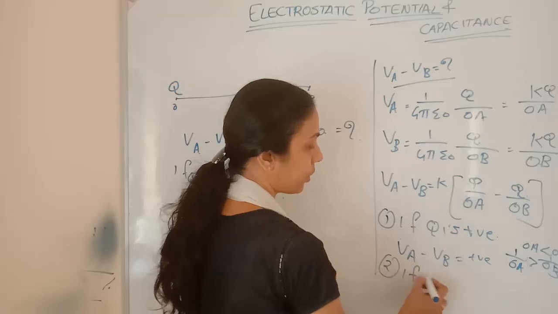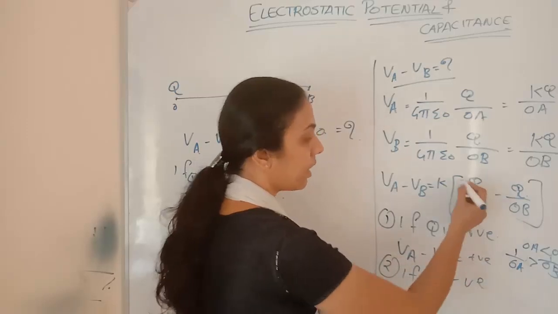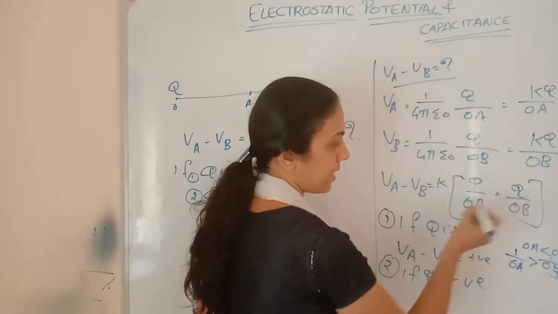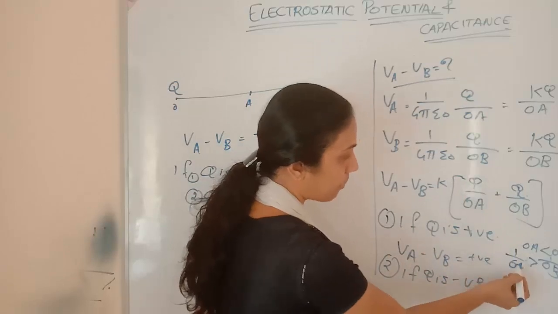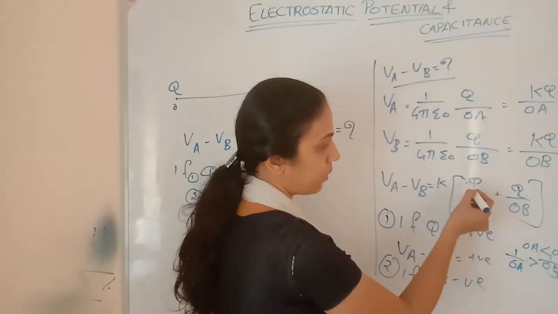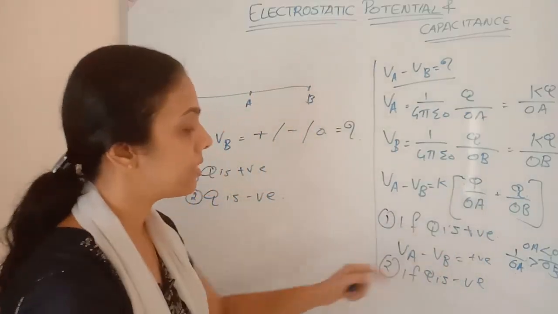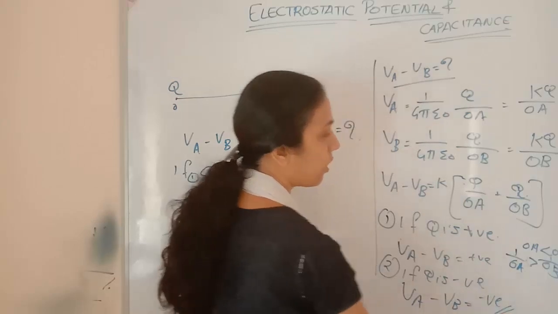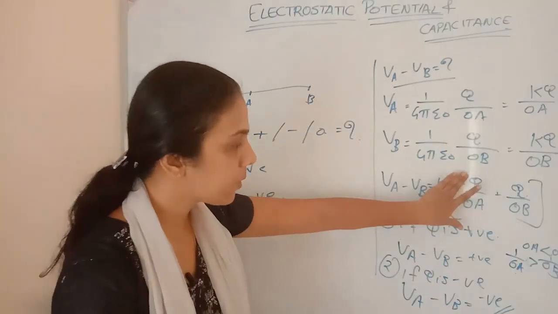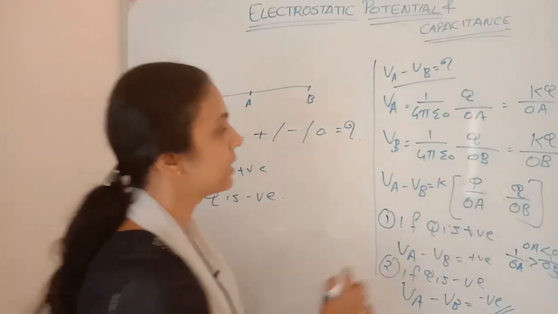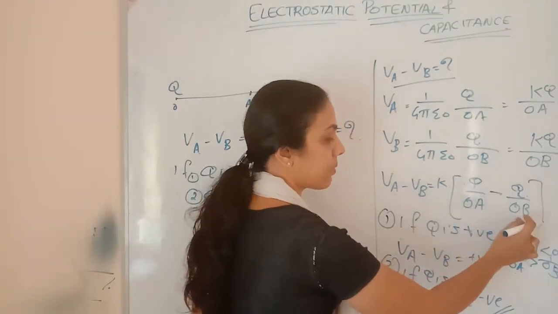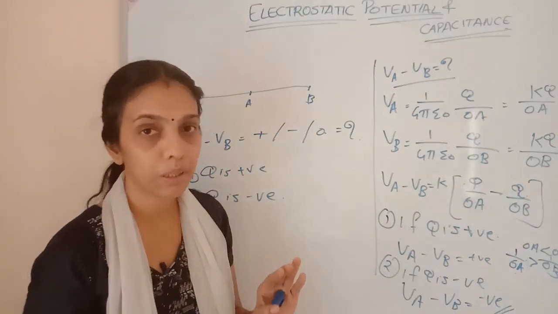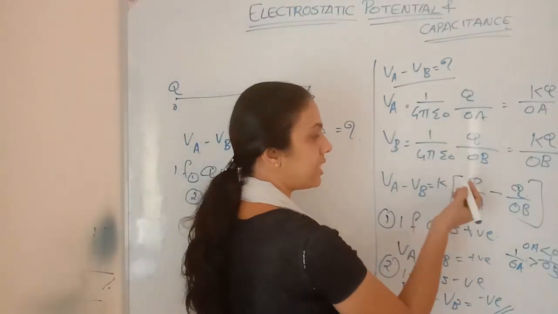And second one, if Q is negative. Here we are getting a negative value. 1 by OA is a greater value, multiplied by a negative. A greater value being negative means VA minus VB will be a negative value. Understood how we are finding out this one? So Q is positive means we will get 1 by OA minus 1 by OB, that is a greater value minus a smaller value, which will be a positive quantity. If Q is negative, what will happen?